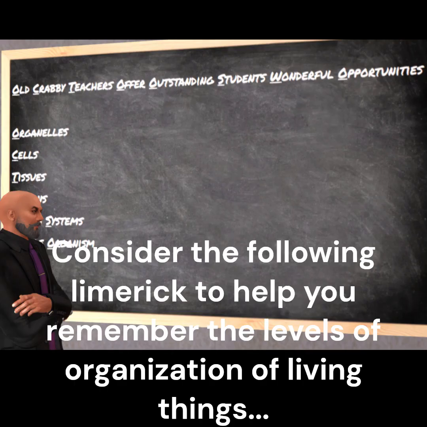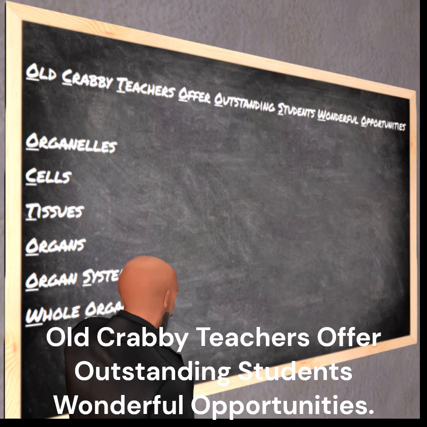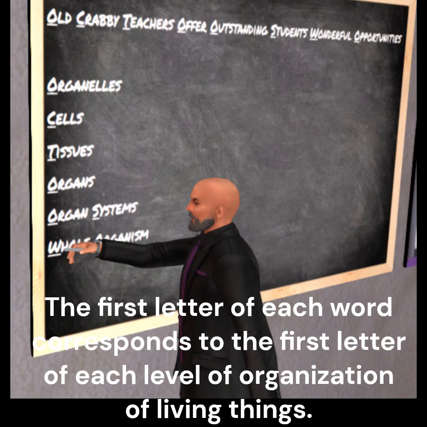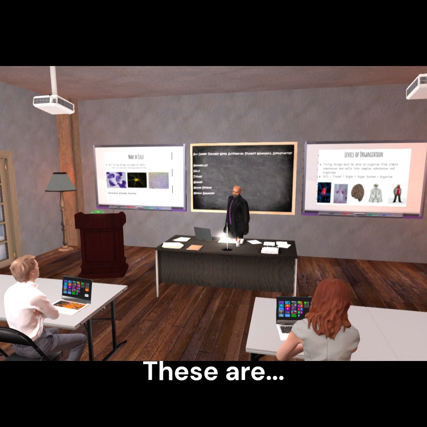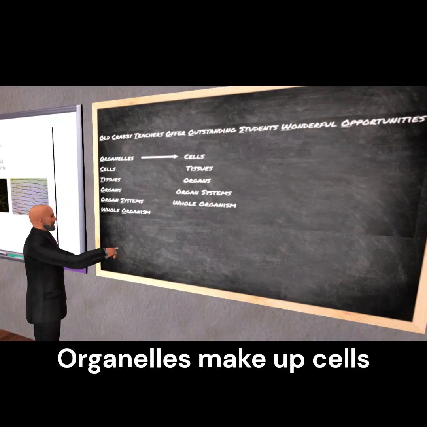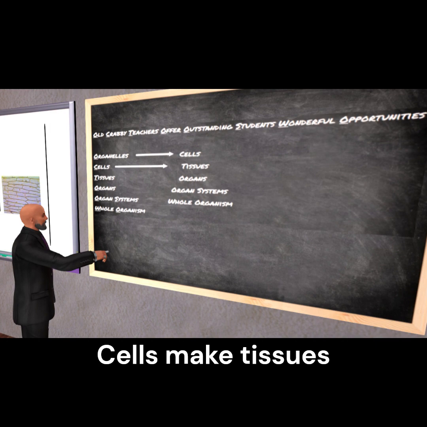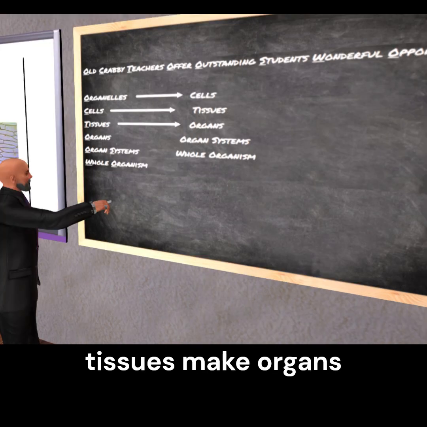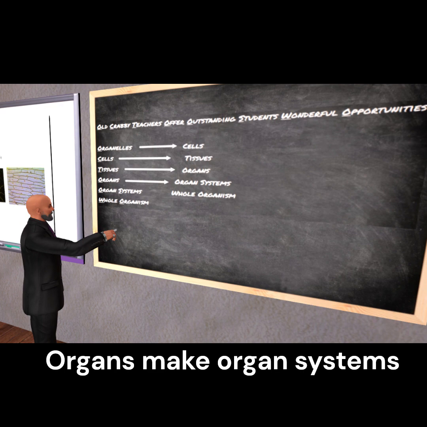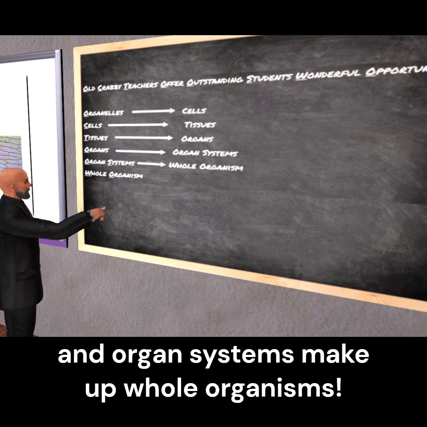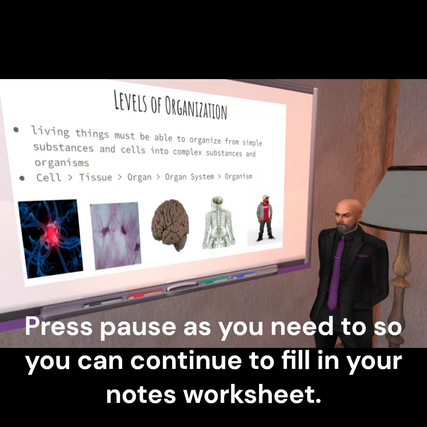Consider the following limerick to help you remember the levels of organization of living things. Old crabby teachers offer outstanding students wonderful opportunities. The first letter of each word corresponds to the first letter of each level of organization of living things. These are: organelles make up cells. Cells make tissues. Tissues make organs. Organs make organ systems. And organ systems make whole organisms. Press pause as you need to so you can continue to fill in your notes worksheet.